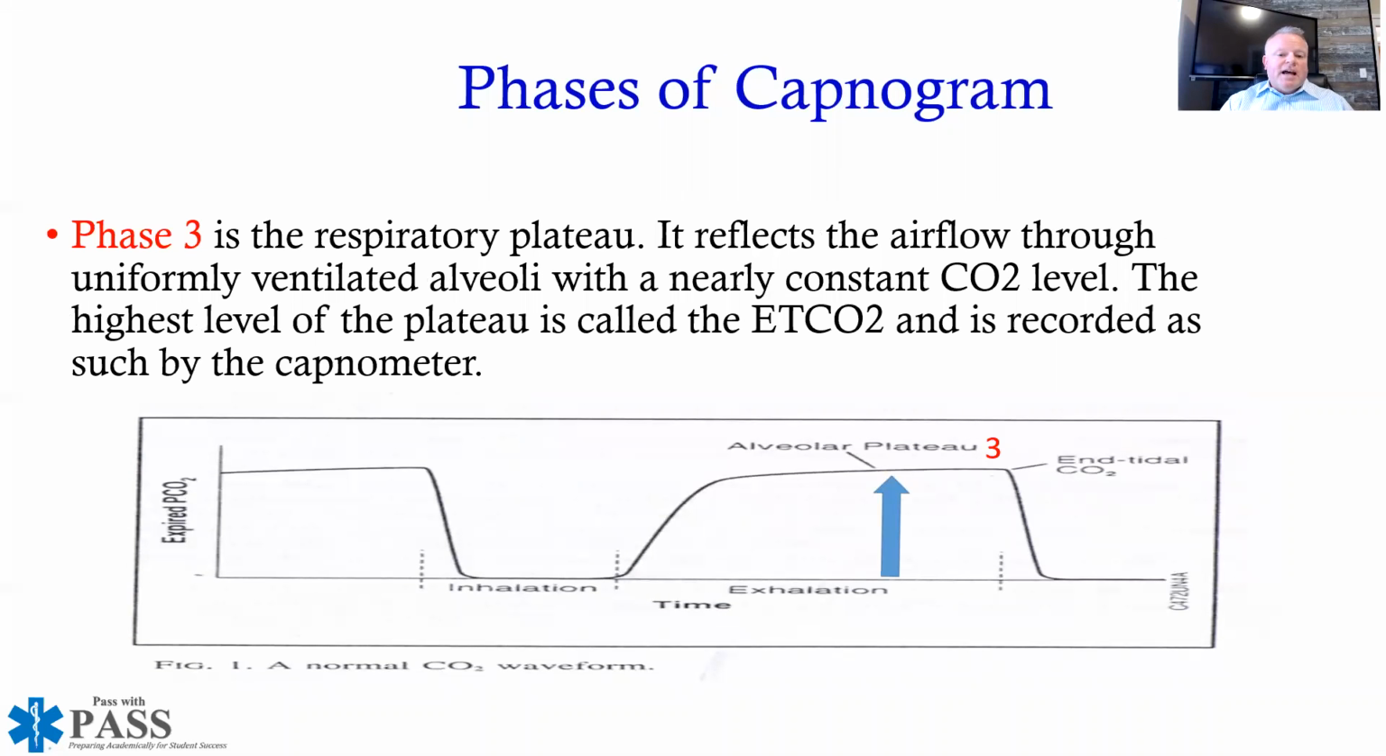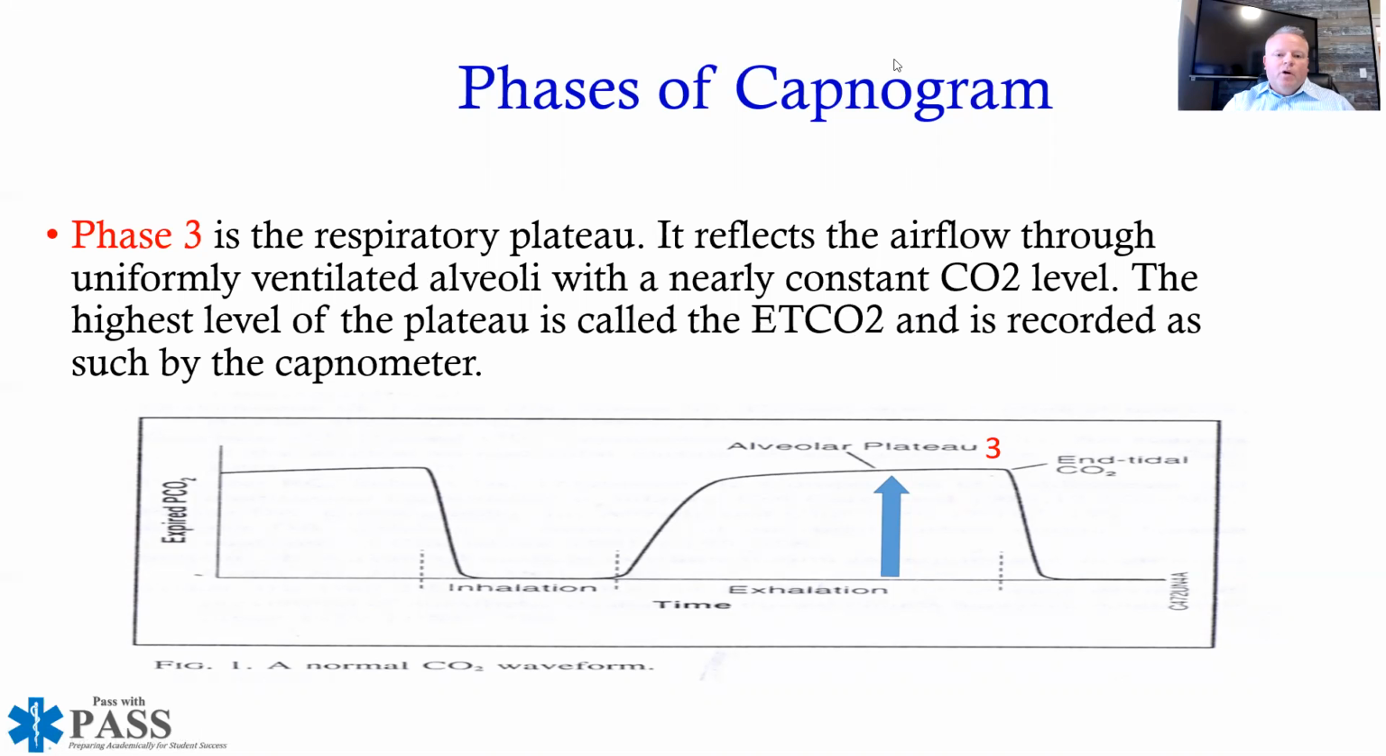Phase 3 is that plateau. It reflects the airflow through the uniformly ventilated alveoli, so not the dead space. Now we're down into the tissue where the gas actually worked. And it's a pretty good number because it's constant. So it's a nearly constant CO2 level. And then the highest level of that plateau is called the end-tidal CO2.